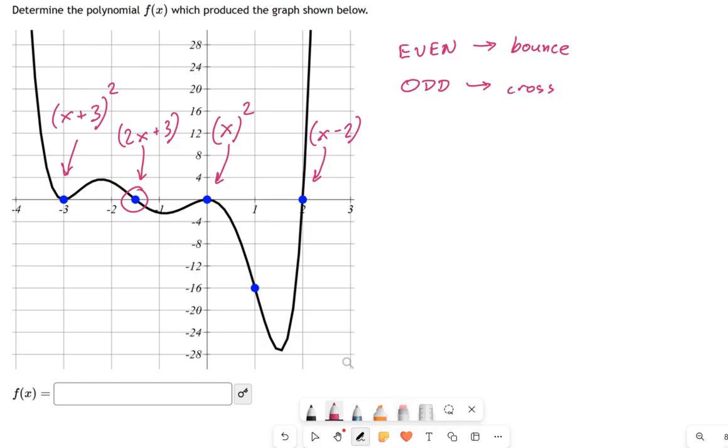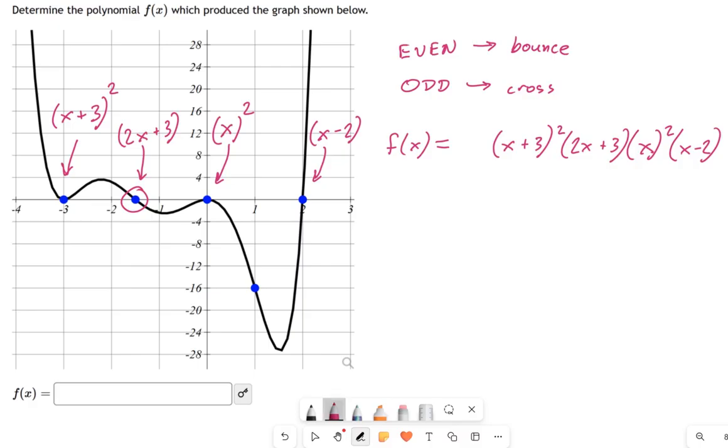So that's done. And now all we have to do is multiply all these things together. So here's my equation that I'm building. F of x equals, leave a little space here, x plus 3 squared, 2x plus 3 not squared, x squared, and x minus 2 not squared.